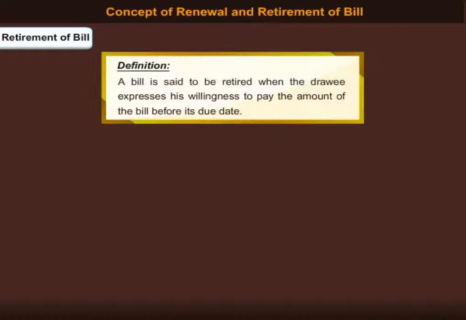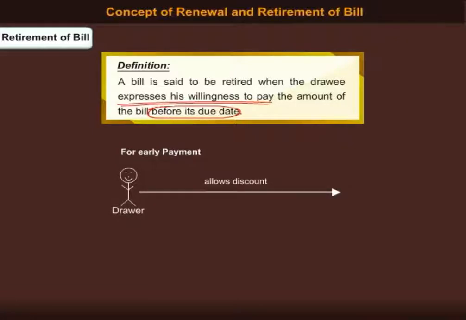Now, let's learn the concept and treatment in case of retirement of bill. A bill is said to be retired when the drawee expresses his willingness to pay the amount of the bill before its due date. As retirement involves early payment, so the drawer allows discount or, to be precise, rebate to the drawee. This rebate is an expense for the drawer and gain for the drawee.